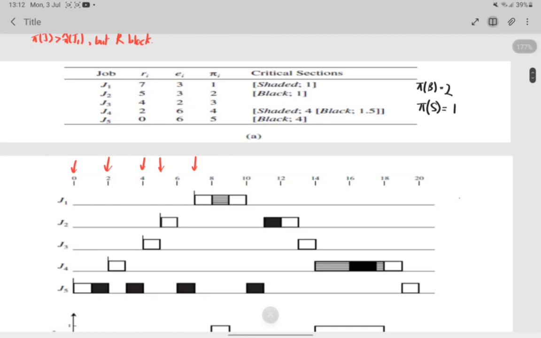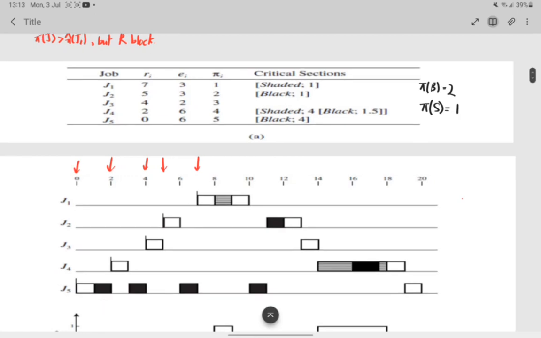Job 5 will execute for 1 unit, and then at time 1, job 5 requests the black resource. We can see the resource is free, so it is granted to job 5. Job 5 will execute for 1 unit with the black resource. But then job 4 is released at time 2, and it will start executing and preempt job 5, because job 4 has a higher priority than job 5.